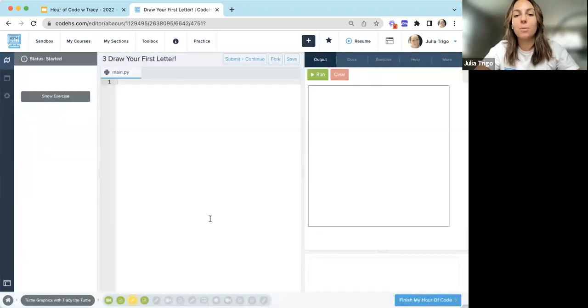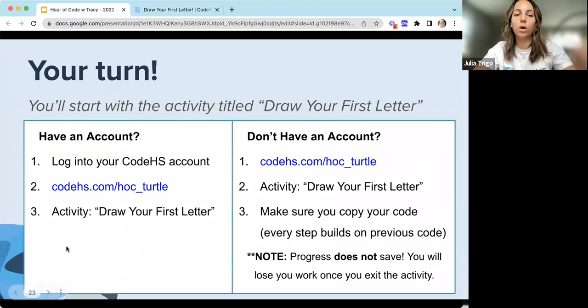So once we get started, you're going to have a blank space to write your code. If I start with my forward command, I see that she draws her line. Again, if I don't want her to draw her line, I can use pen up before I use forward, and now she doesn't draw her line. So you're going to start on this third activity, this exercise, draw your first letter. And this is where you're going to draw your letter. Once you're done, you can move on. You can click submit and continue, or click on the bottom here, Tracy's bubble letter, and you will see her draw her bubble T. And then on this next pencil, that's where you are going to draw your bubble letter. So you're going to be able to continue moving on as you work through the activity.